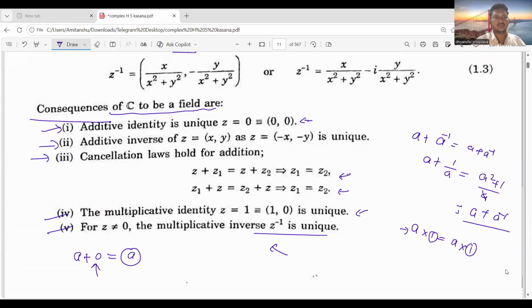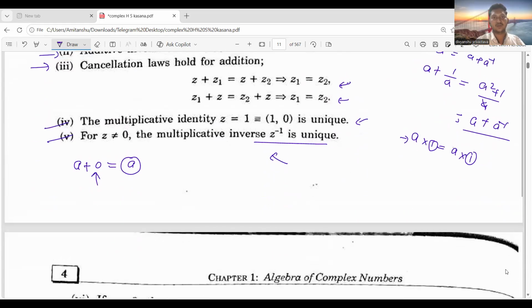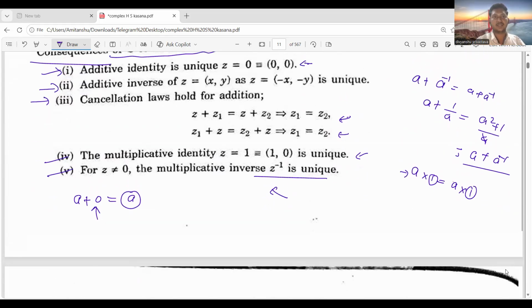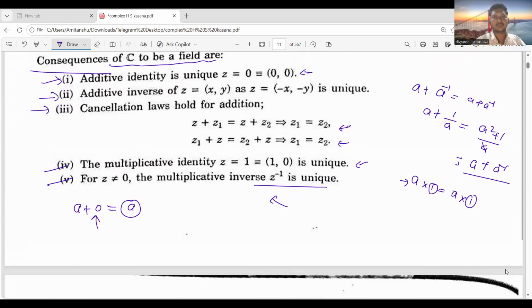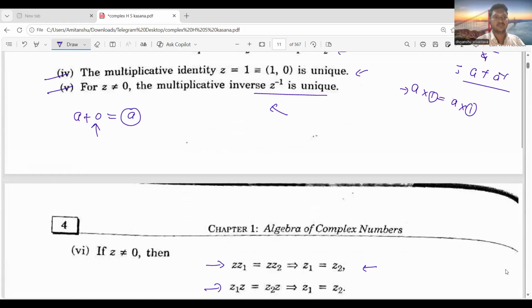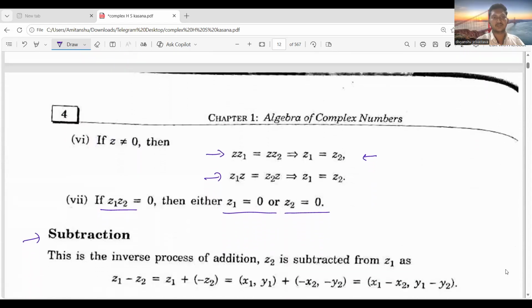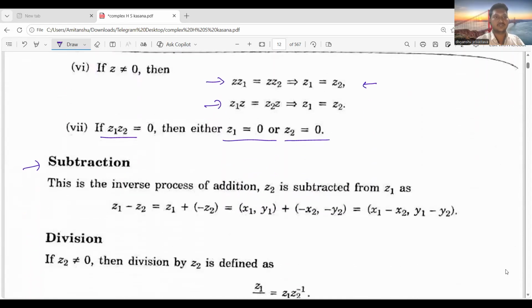So these are the basic ideas when you have a field, then you apply like this. Additive identity is unique. Additive inverse is unique. Cancellation law holds for addition. Multiplicative identity is unique. And multiplicative inverse is unique. So these give you some idea about how C is a field, the given R. These are the basic properties. Properties 6 and 7 we already have. Now move to subtraction.